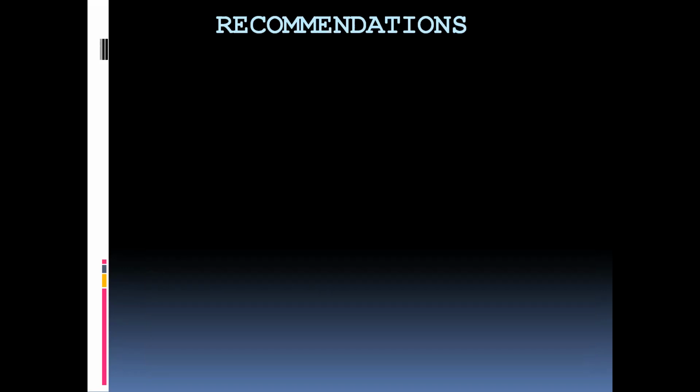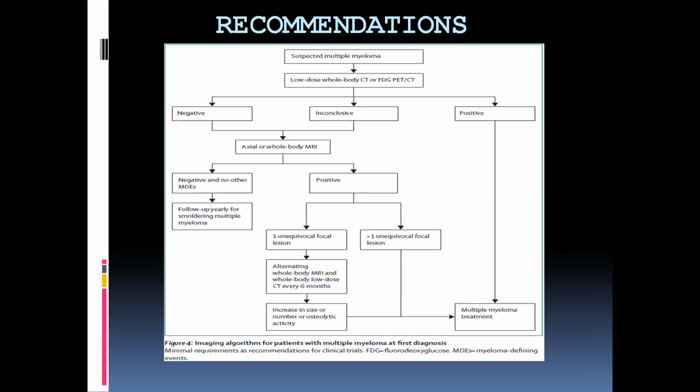For suspected multiple myeloma, this is full-blown multiple myeloma. There's no hiding condition here. You are already suspecting the full-blown disease, stage 1, 2, and 3. So you do a low-dose whole-body CT or an FDG PET-CT. Why can you do an FDG PET-CT? Because in this case, you consider the possibility of disease activity. So an FDG PET-CT comes in very handy here. If it's positive, you go to treatment as MM.